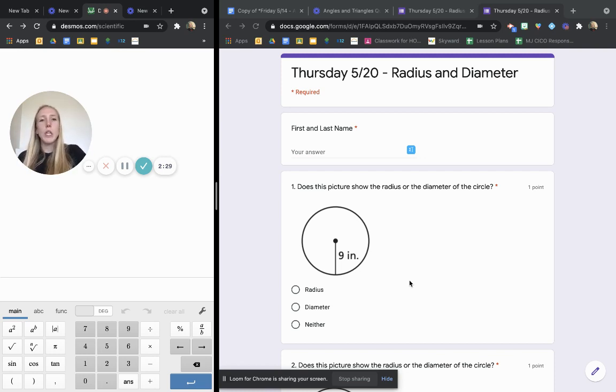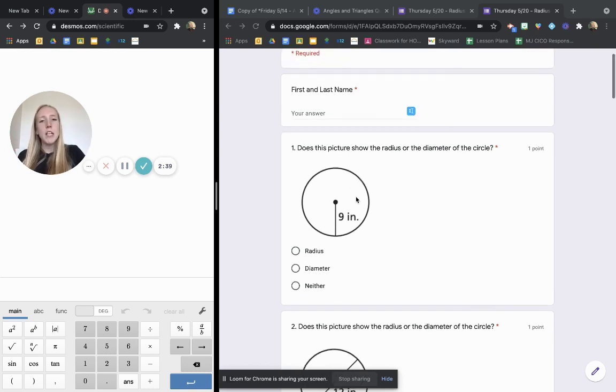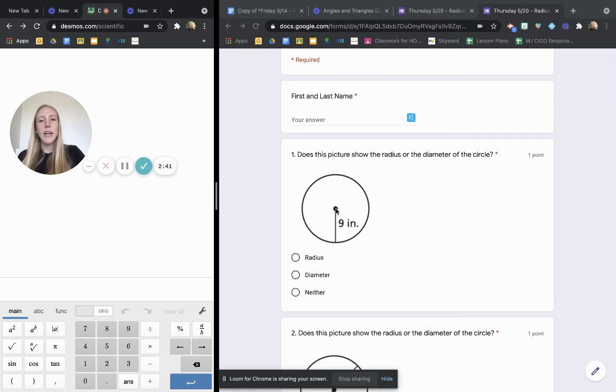Okay, so looking at this picture for number 1, have your assignment open and have this video open so you can correct this with us. In this picture, does this show us a radius or a diameter? So we're looking, it starts in the center, goes to the edge, that is a radius.